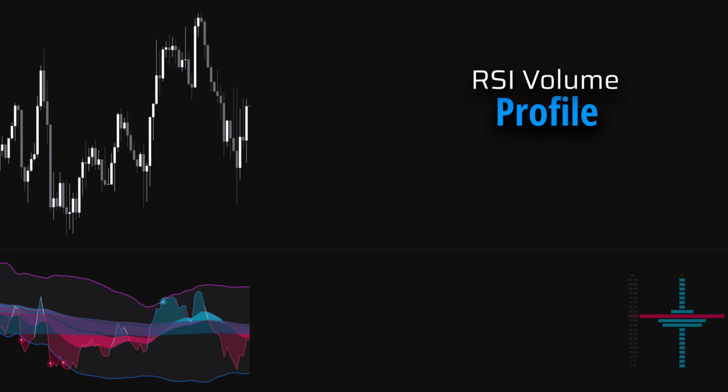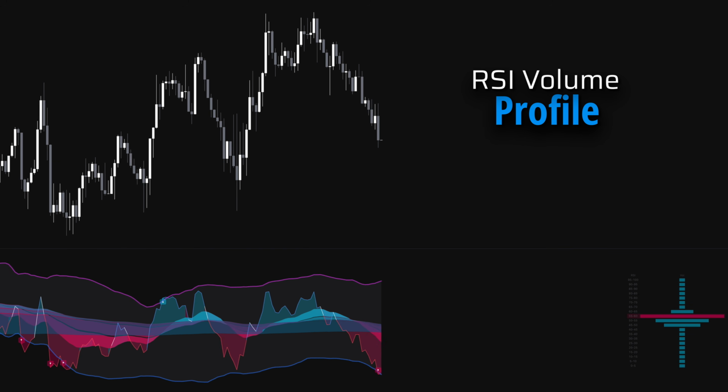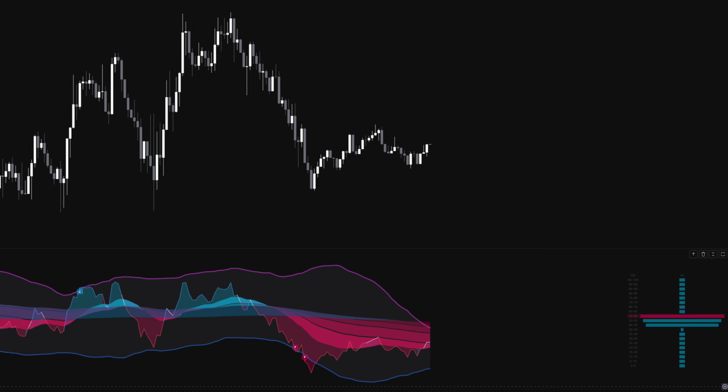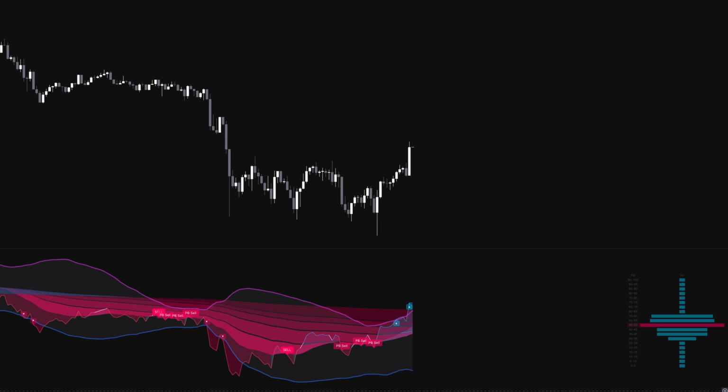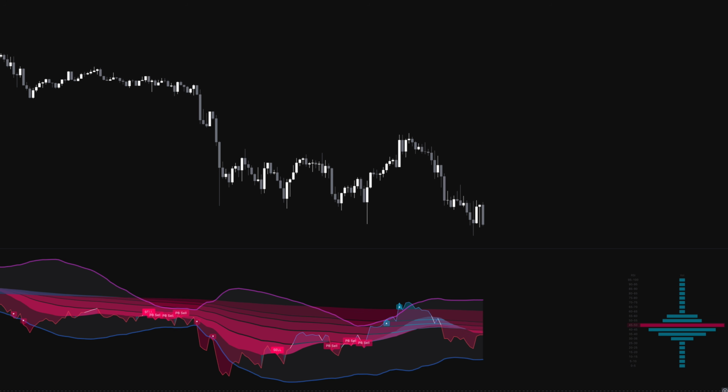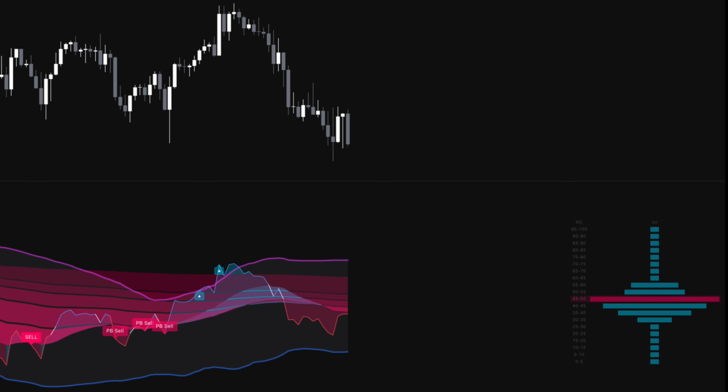The RSI Volume Profile maps where trading volume has been concentrated across RSI levels over a look-back window. Rather than showing volume on the price axis, it shows which RSI values have coincided with the most volume activity. The profile displays as a horizontal bar chart inside the indicator pane. Each row represents an RSI level range, and the bar width reflects the relative volume at that level. The point of control, the RSI level with the highest volume, is highlighted separately.